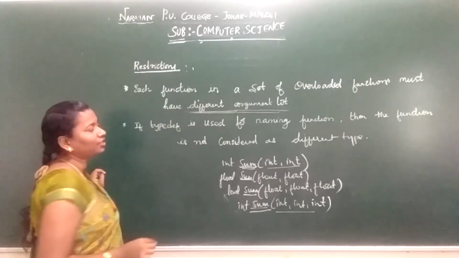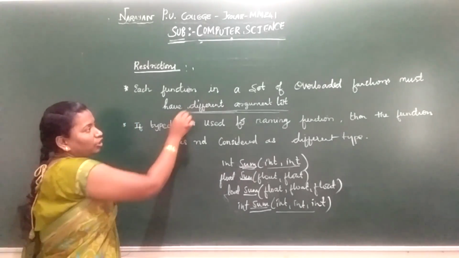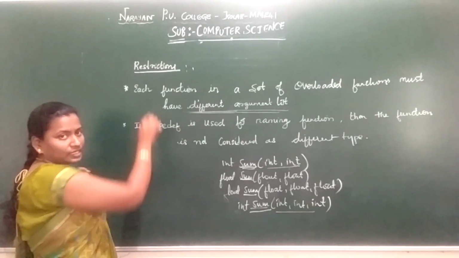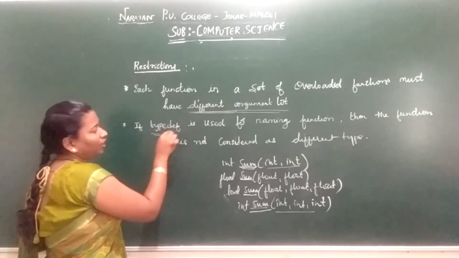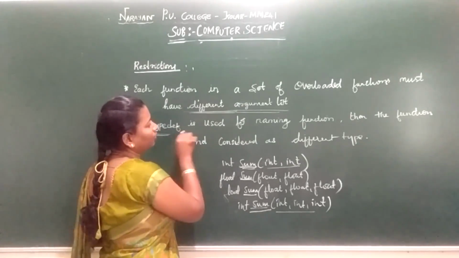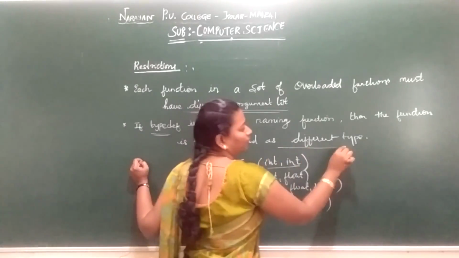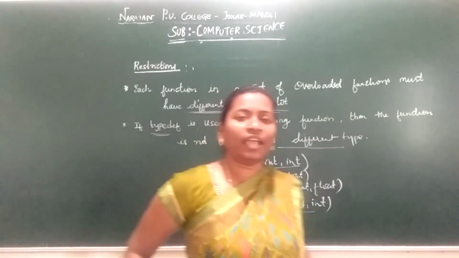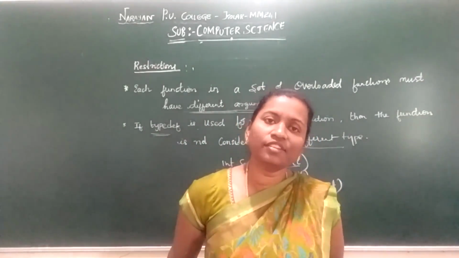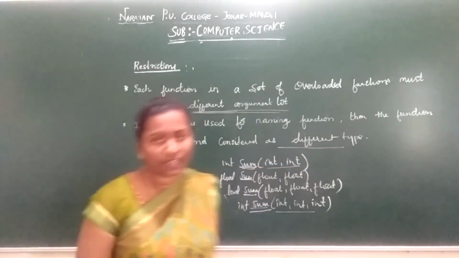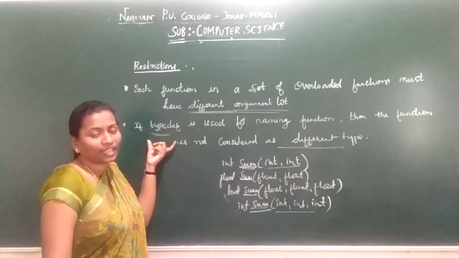So this becomes an overhead in function overloading. Every time you call, it should have different arguments. That is the restriction. Next, we are aware of typedef. When we do programming, typedef is used for naming types. Then the function is not considered as a different type. When we use typedef, every time I call the function, it will not consider it as a different type. Only when it considers a different data type is function overloading possible. But once we use typedef, it will not take it as a different type.